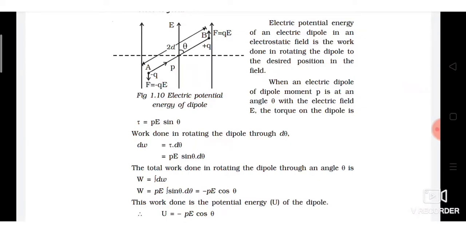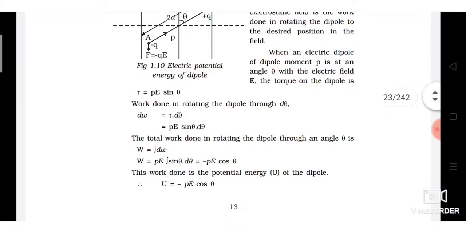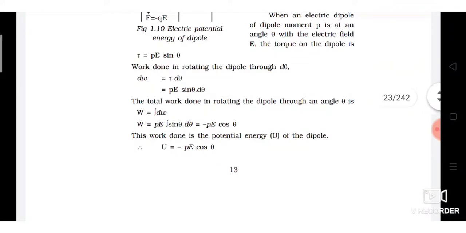This work done is the potential energy of the dipole, which is given by U is equal to minus pE cos theta. We will see the remaining topics in our next class.